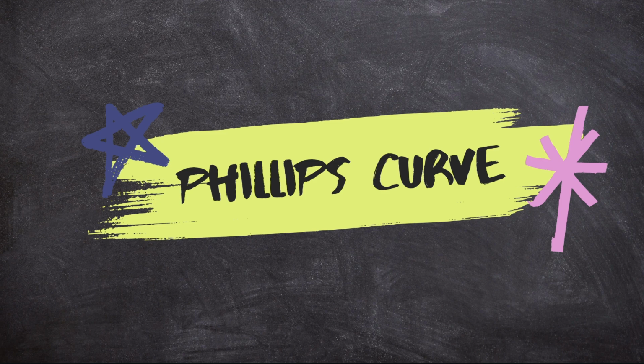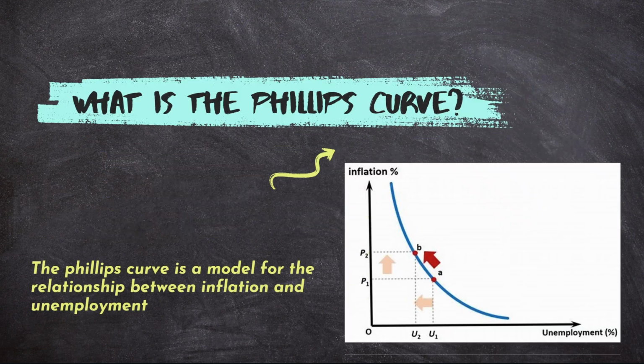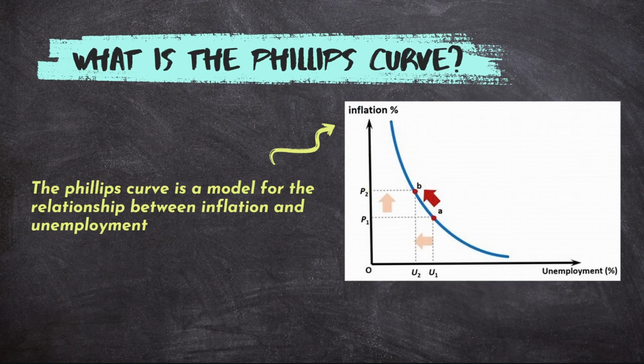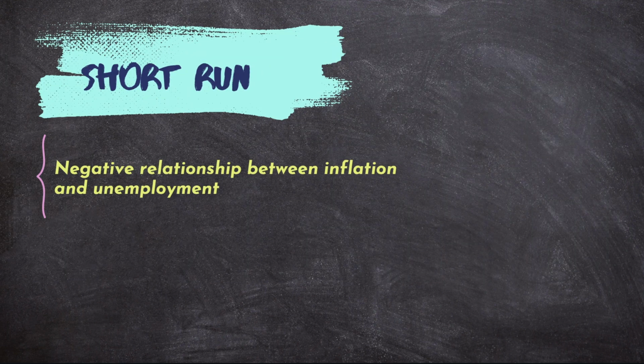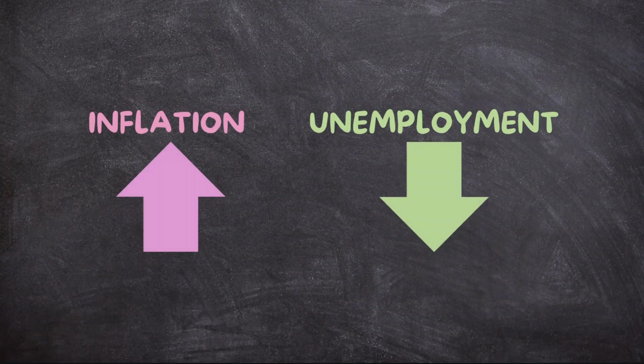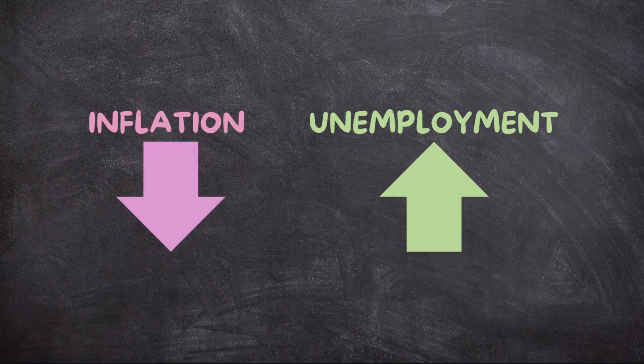Today we're diving into an important economic concept, the Phillips curve. So what exactly is the Phillips curve? It is a model that describes the relationship between inflation and unemployment. In the short run, there is a negative relationship between inflation and unemployment. To put it simply, when inflation is high, unemployment is low, and when inflation is low, unemployment is high.